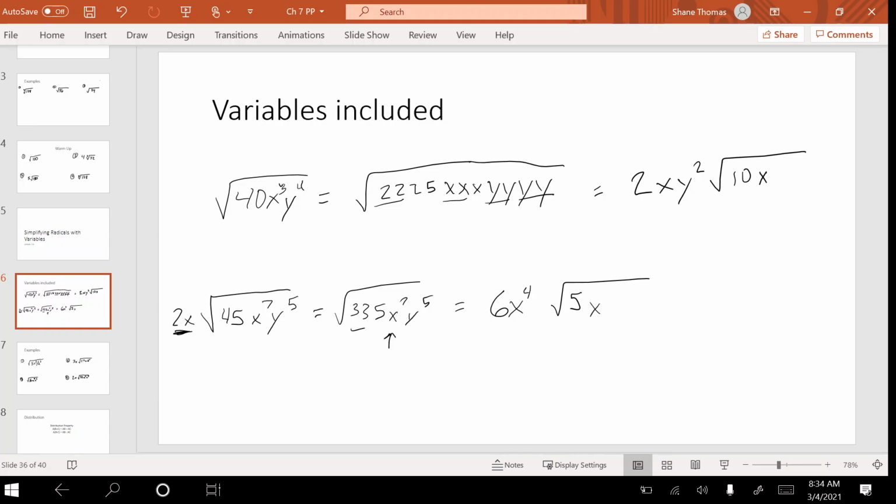Y's, I have 5 inside. That's 2 groups of 2 with 1 left over. All right? 2 groups, 1 left. So you have 6x to the 4th y squared root 5xy. Yes.